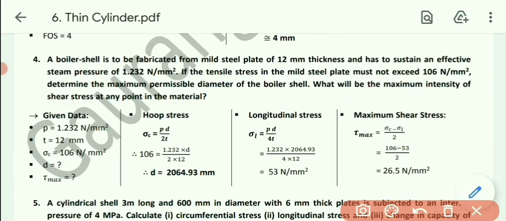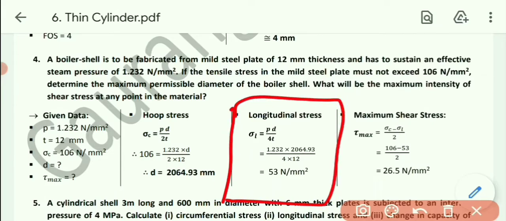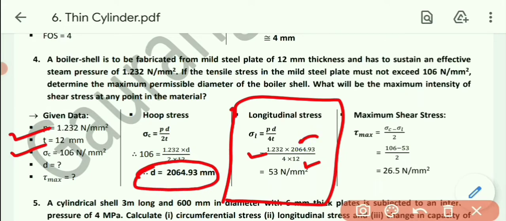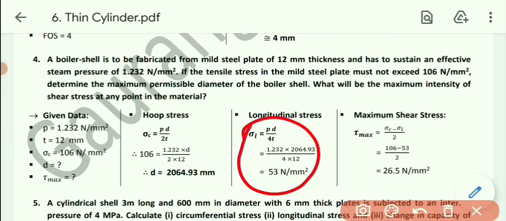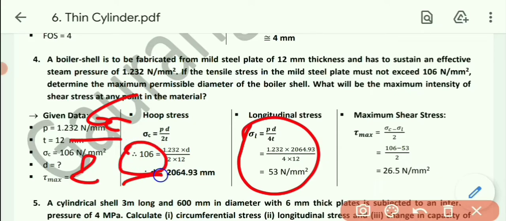I have calculated sigma l over here. Sigma l is PD by 4T. Now we have the values of P and T in the data, P 1.232 divided by T, that is 12, and in addition I have calculated the diameter, so I put down this value, 2064.93. Ultimately I will get sigma l, that is 53 Newton per mm square. I have already told you sigma l will be sigma c by 2. Here the value of sigma c is 106 by 2, and if you do this, you will get this value.